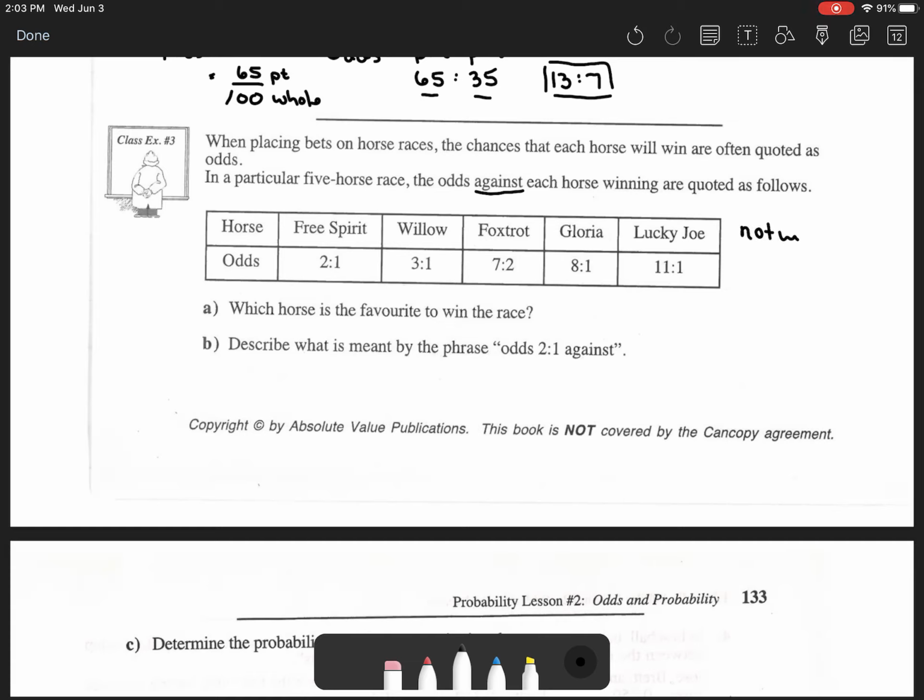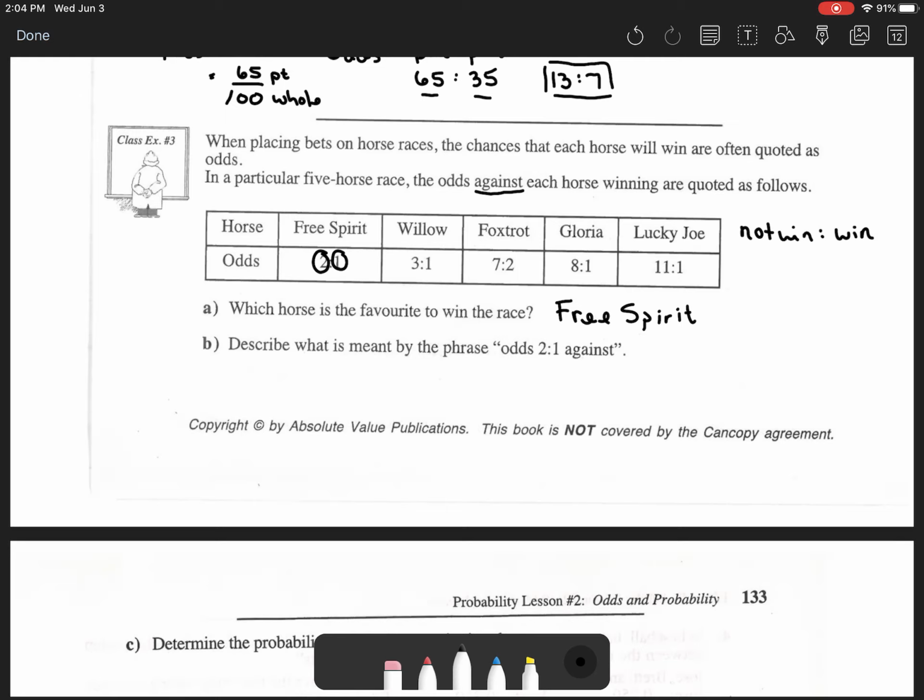Well, the favorite to win the race would be Free Spirit, right? Because Free Spirit has 2 losses to every win, right? 2 not wins to every 1 win. Okay, the other horses have way more times they will not win compared to the number of times they win. So Free Spirit is the favorite to win then.